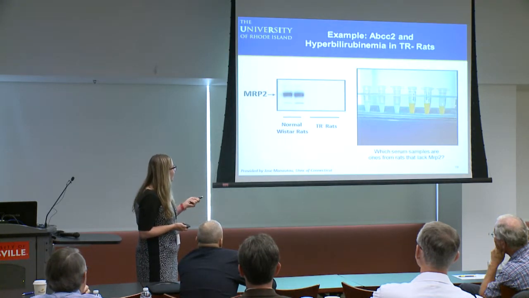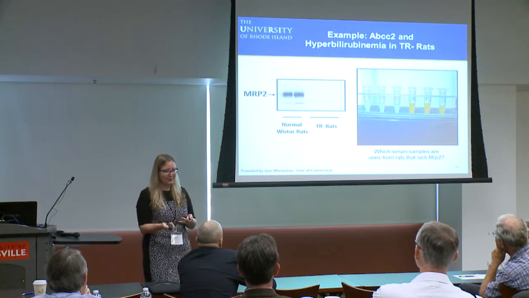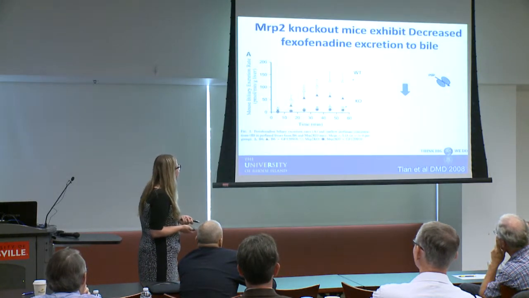This is a very clear example in rats that lack MRP2. They have an increased color of bilirubin in their serum. They're hyperbilirubinemic.